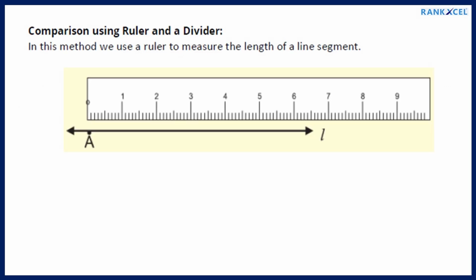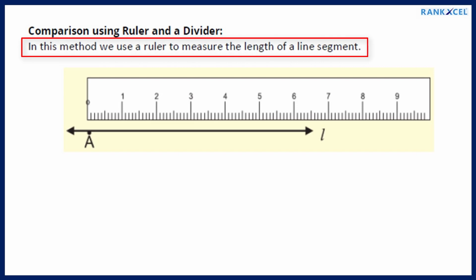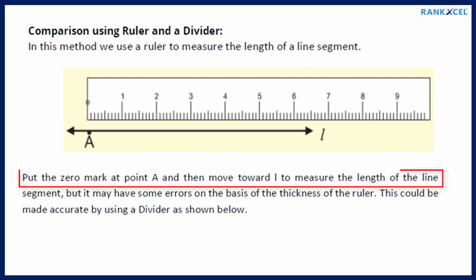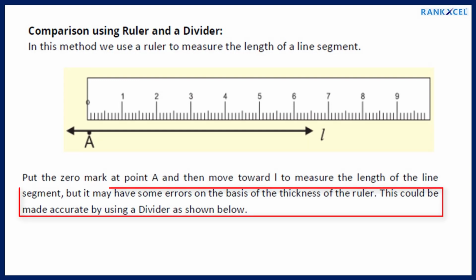Comparison using a ruler and a divider. In this method we use a ruler to measure the length of a line segment. Put the 0 mark at point A and then move toward B to measure the length of the line segment, but it may have some errors on the basis of the thickness of the ruler. This could be made accurate by using a divider as shown below.